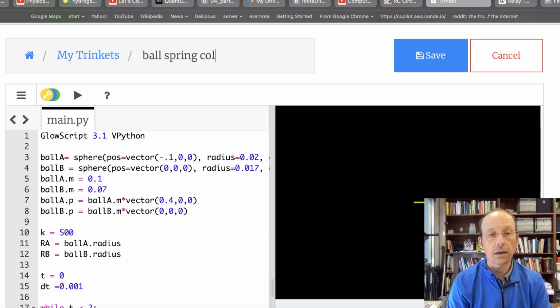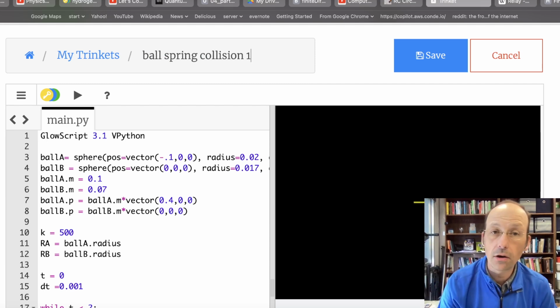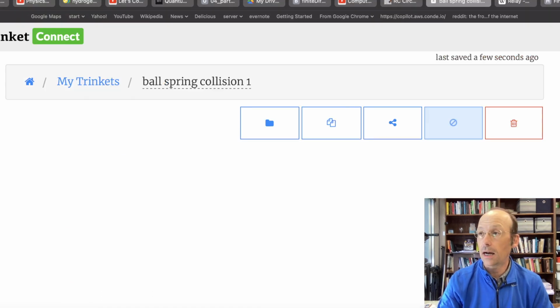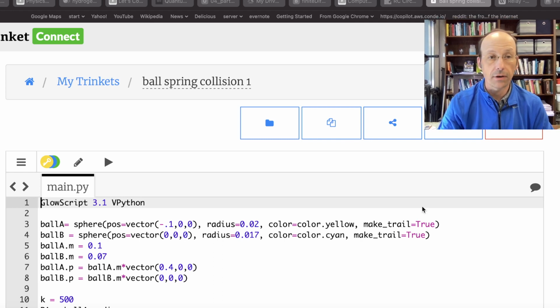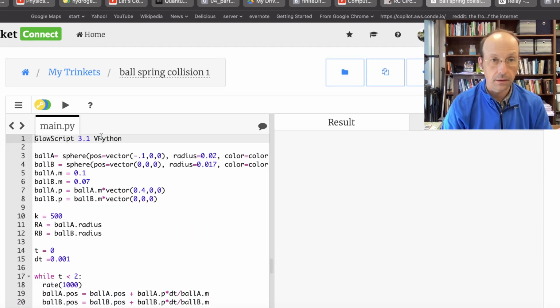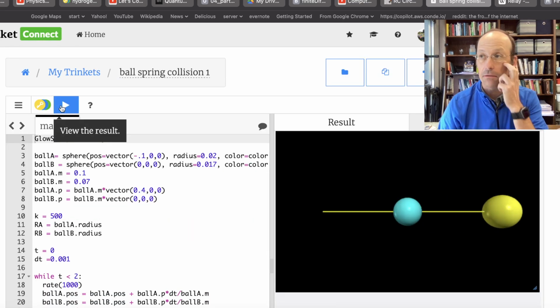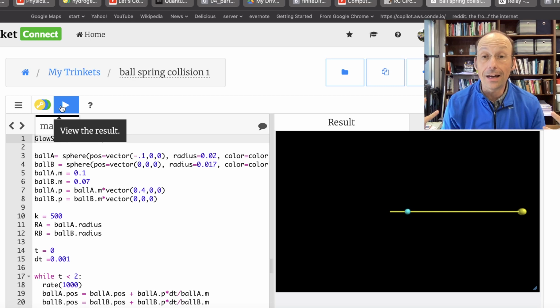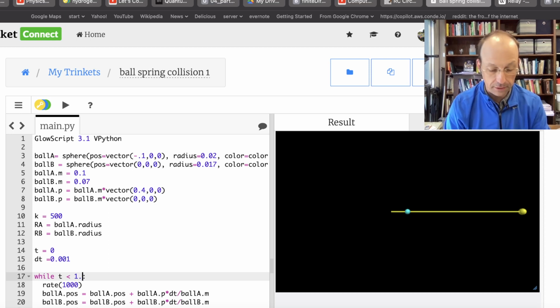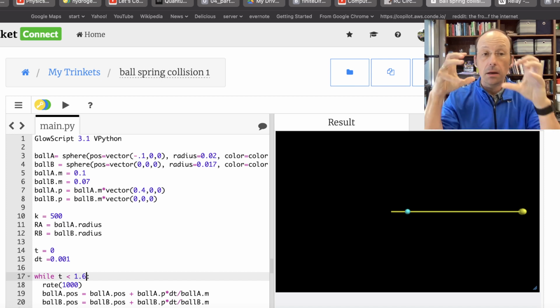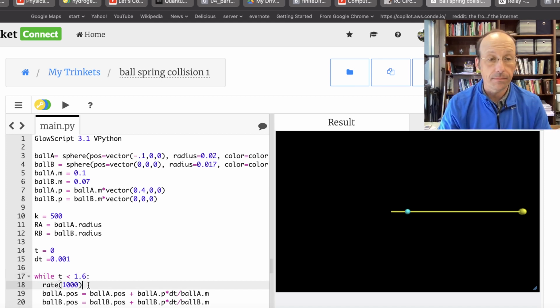Ball spring collision 1. I'm going to give you the code down below. I always give you the code, and I just covered up the animation. So let's move this up here and run it again. There, can you see that? Okay, so they didn't collide, and they went on too long. So let's change this to 1.6. I don't know. Okay, so now what I want to do is go up here and say this.